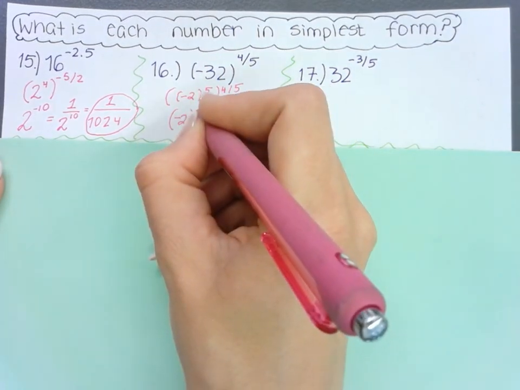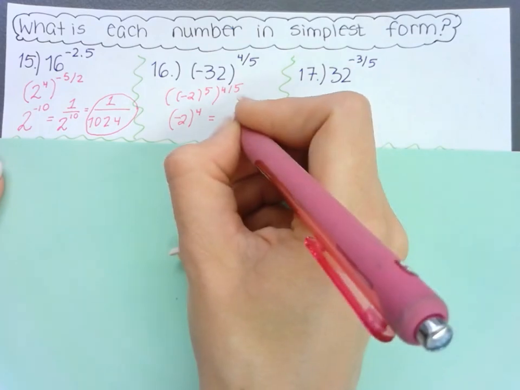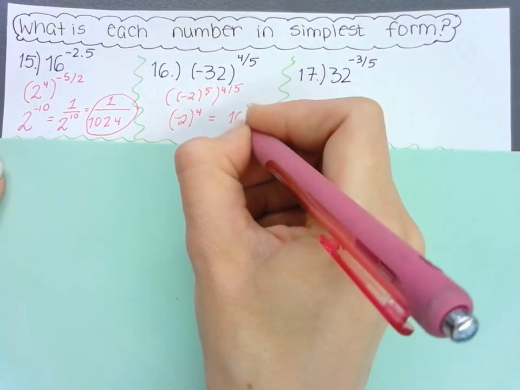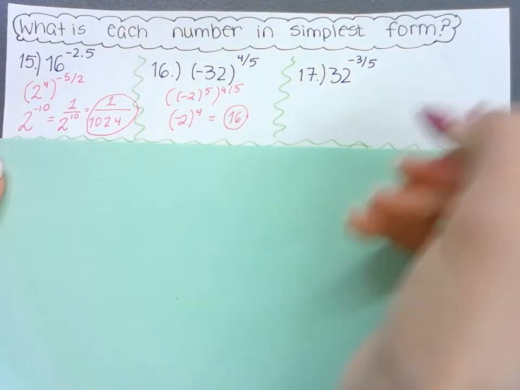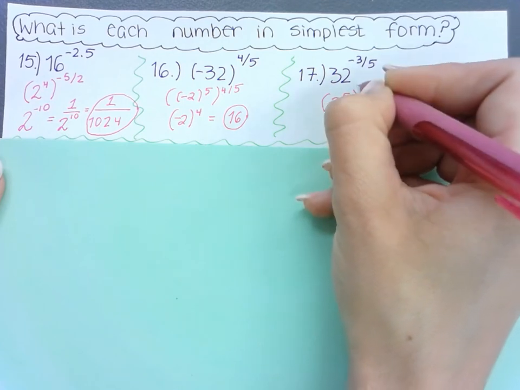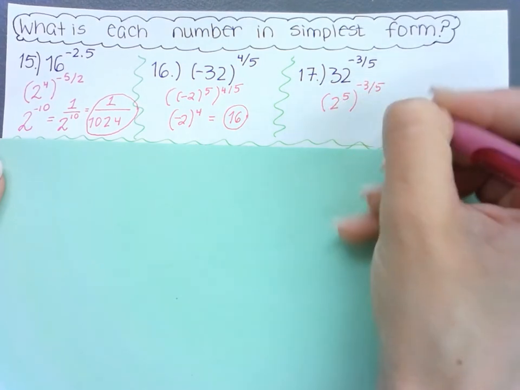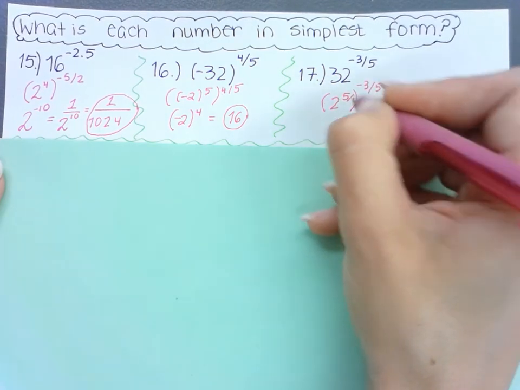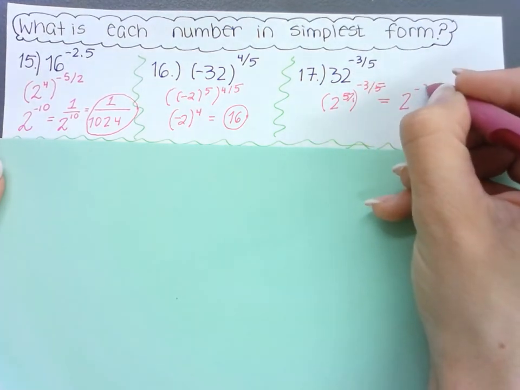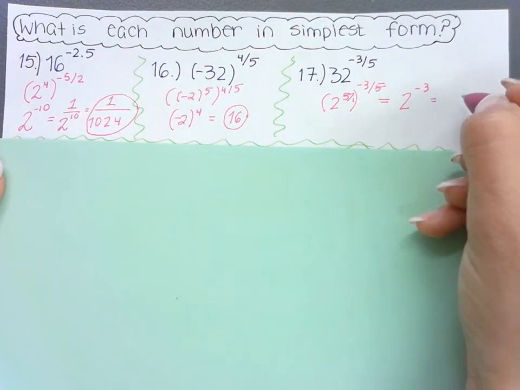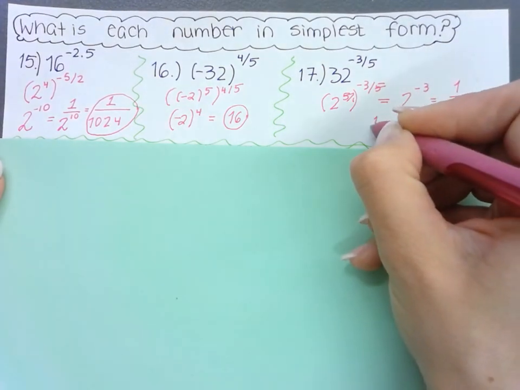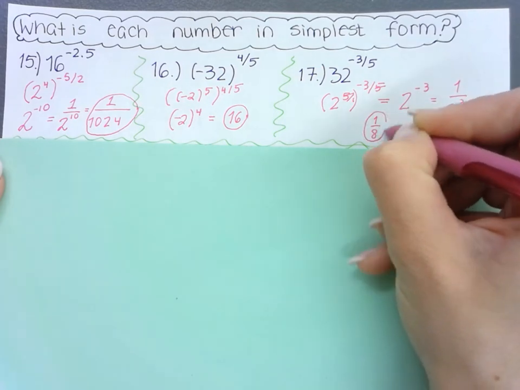And anything positive or negative to an even power is positive. And 2 to the 4th, well, you should know it by heart. That's 16. We just dealt with 32, which was 2 to the 5th. Now I have it all raised to the negative 3/5. 5 is really 5 over 1. These 5's reduce. I have 2 to the negative 3rd, which is really equal to 1 over 2 to the 3rd. Final answer, 1 over 8.